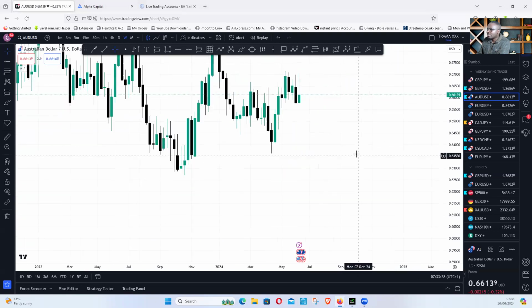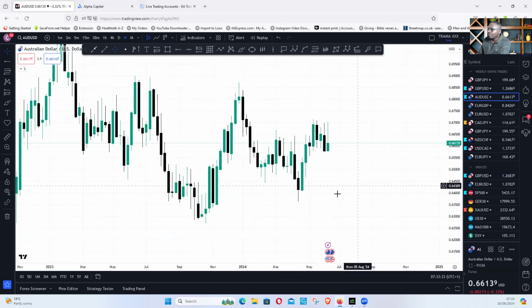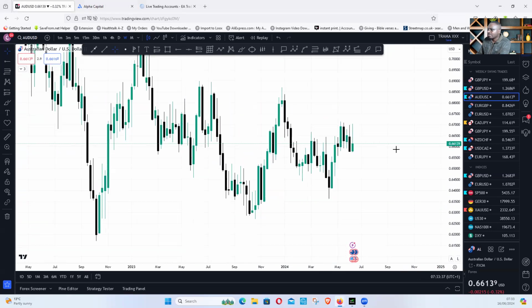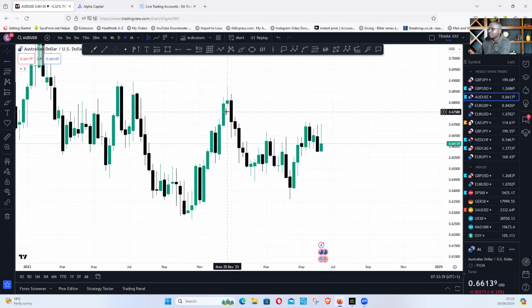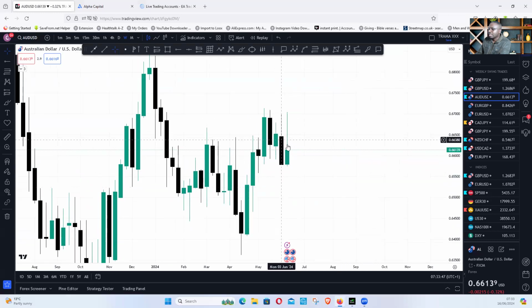the market is obviously not giving us a proper direction, but we can tell that there is a reaction of price at this level. So we can see that price is rejecting on this level down.